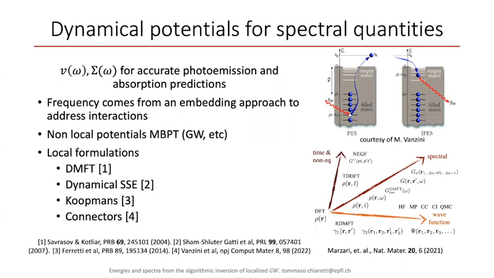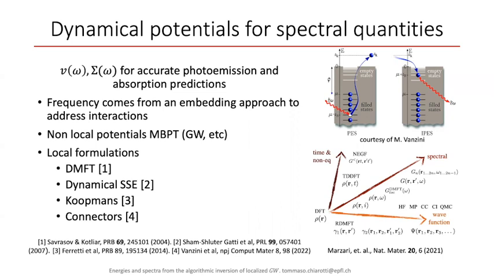Okay, so this is why. Maybe this slide is not very useful for the community since everyone knows this. But let's say, for why dynamical potentials are needed to predict accurately the spectrum of a material, the simple reason is because frequency comes from an embedding approach. I have a slide on this later on. If you do an embedding, it means that you want to restrict your degrees of freedom, and indeed the cost of this is exactly dynamical potentials.